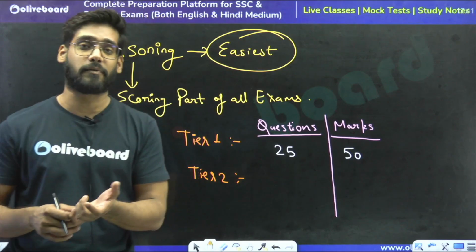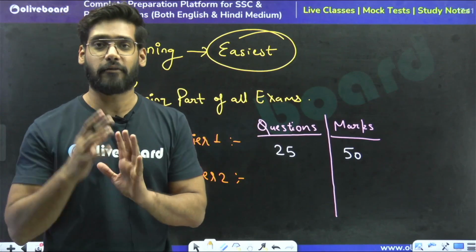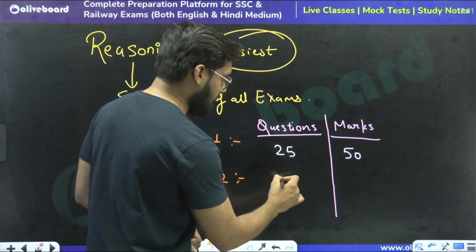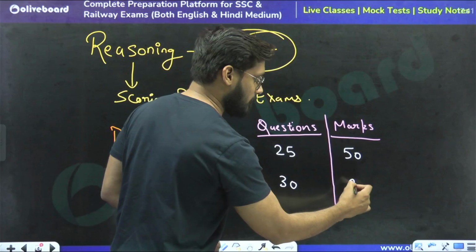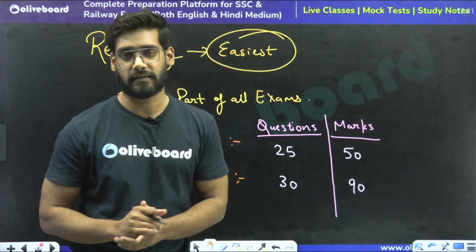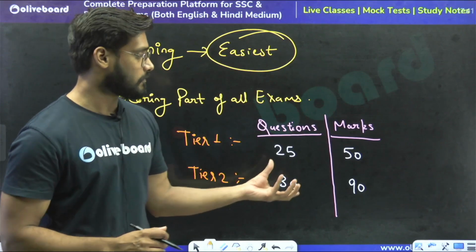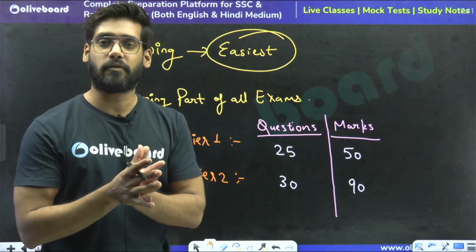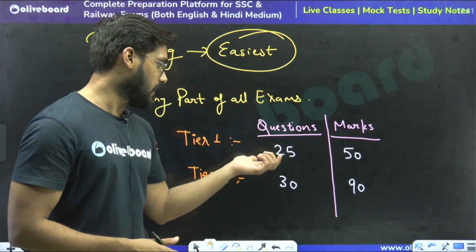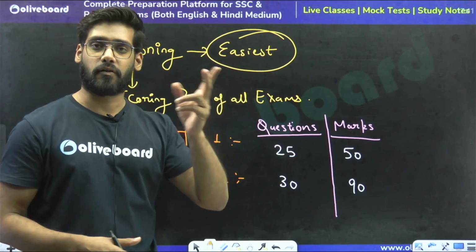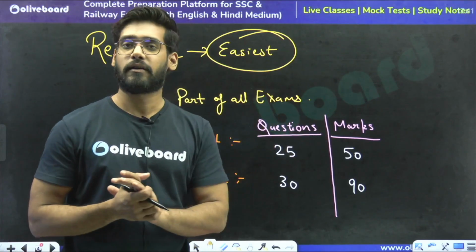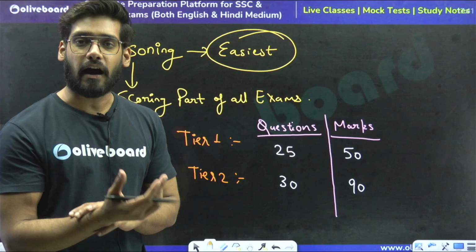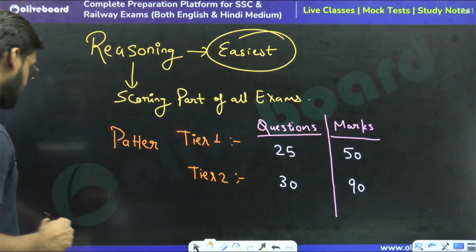This is possible, at least in reasoning, if you follow the steps which I am going to share with you. In Tier 2, we will get 30 questions of 3 marks each, and the total will be 90 marks. And in prelims, in Tier 1, we will get 25 questions of 2 marks each, and the total weight is 50 marks. Let's see how we can prepare for this reasoning subject.